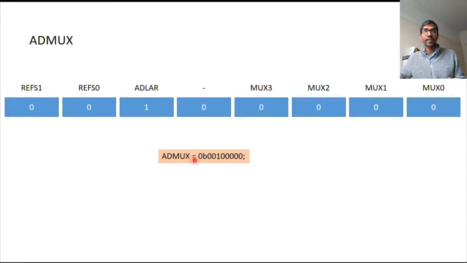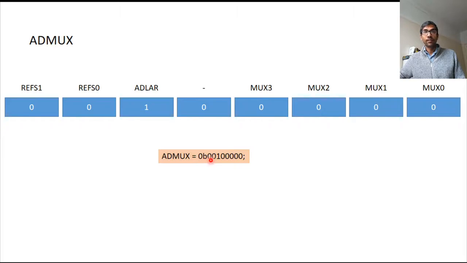You write ADMUX equal to 0b, which shows that the number is a binary number. If you didn't put any prefix, any 0b or anything, and just wrote the number, then the microcontroller thinks that it's a decimal number. If you want it to be a binary number, then you write 0b. If you write 0x, it is a hexadecimal number, and so on. But here, let's say that we want to write it as a binary number.